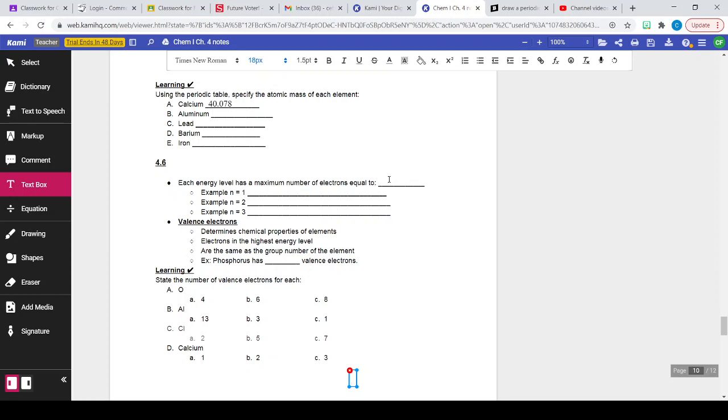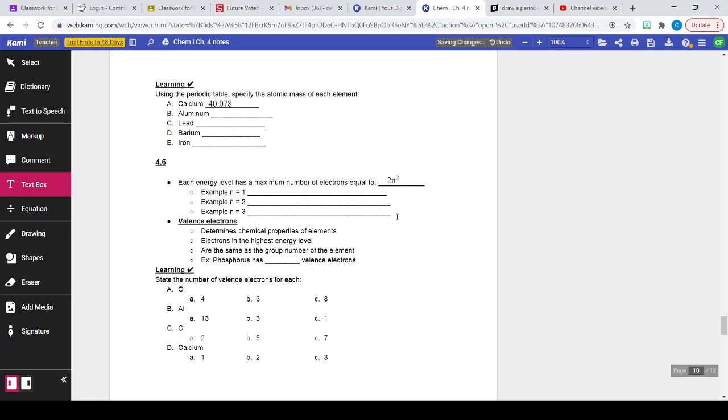Now, I told you 8 for argument's sake, but this is how you figure out how many electrons each one can hold. Now, they go into this better, explaining it in Chapter 9. So we will kind of bounce around a little bit with the chapters here. But each energy level has a maximum number of electrons equal to 2n squared. Where that n is, that's where you put in what energy level you're in.